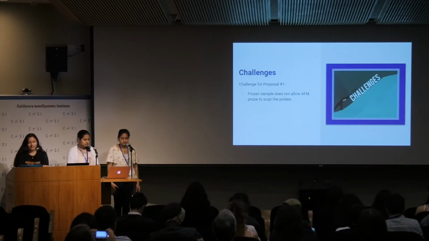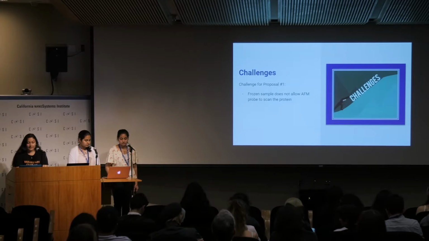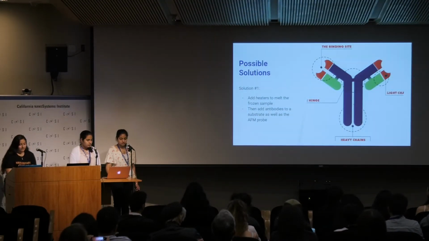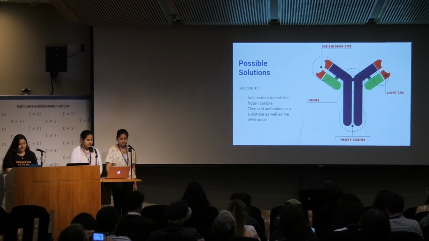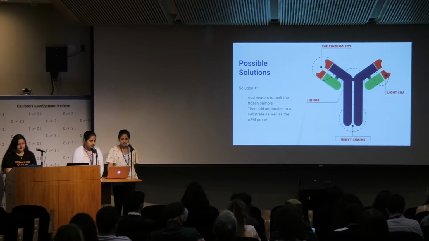The challenge to the proposal is that once we freeze the protein sample during cryo-electron microscopy, the probe of the atomic force microscope will not be able to scan the frozen sample. In order to resolve the problem, we propose to add heaters in the area where the protein is being scanned in order to melt the water. Then add antibodies to a substrate to make sure that the sample does not flow off with the water, as well as add antibodies to the probe in order to prevent the proteins from misaligning.